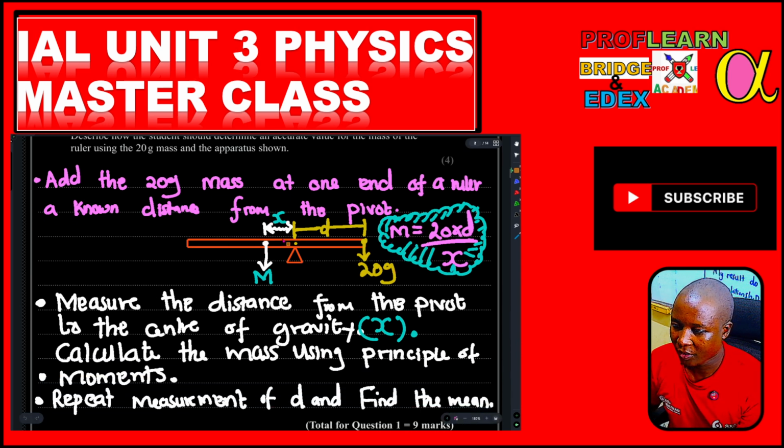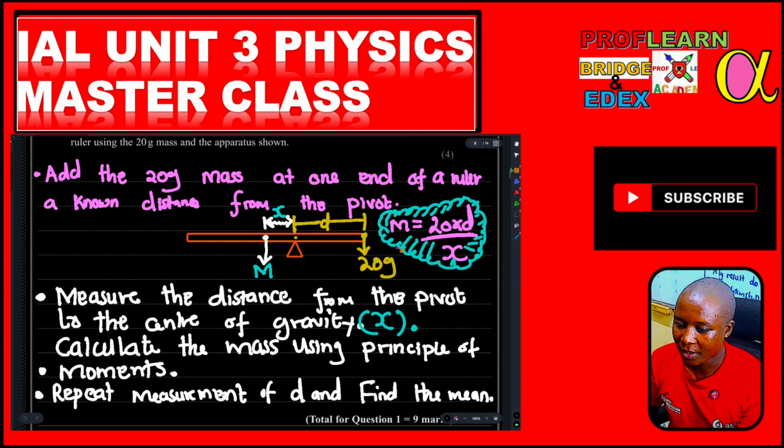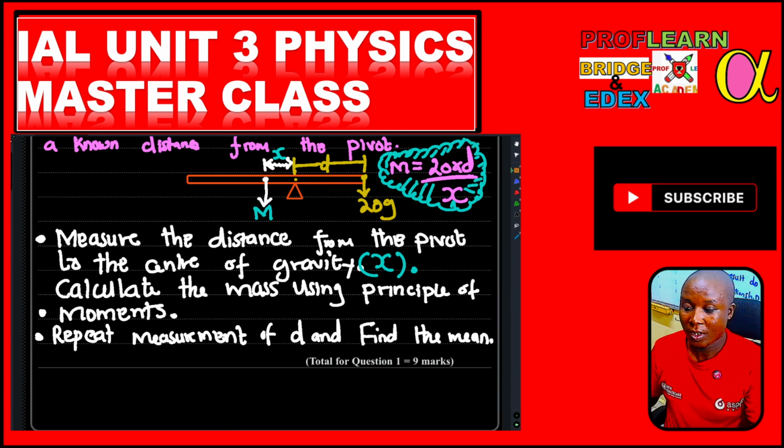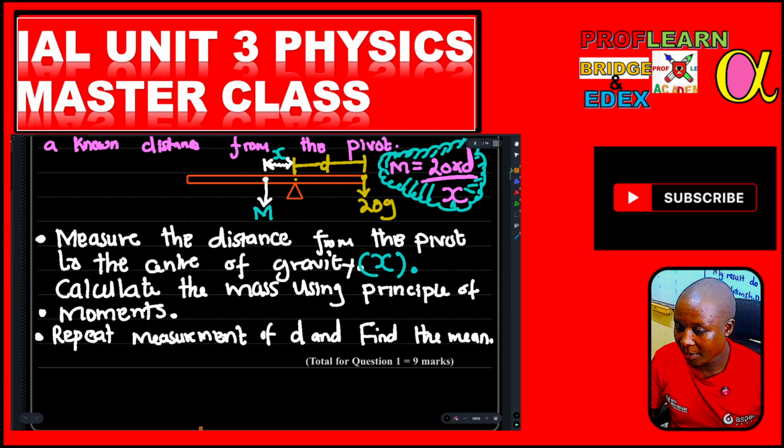So you can see, if we say clockwise moment equals anti-clockwise moment, we can say m times x is equal to d times 20, and making m the subject of the formula, we are able to get the mass of this particular ruler. So that's how you are able to determine the mass.